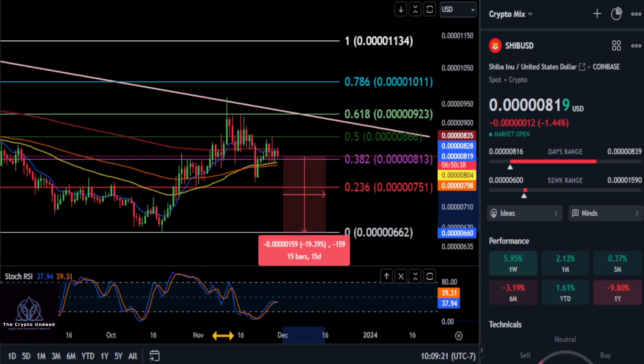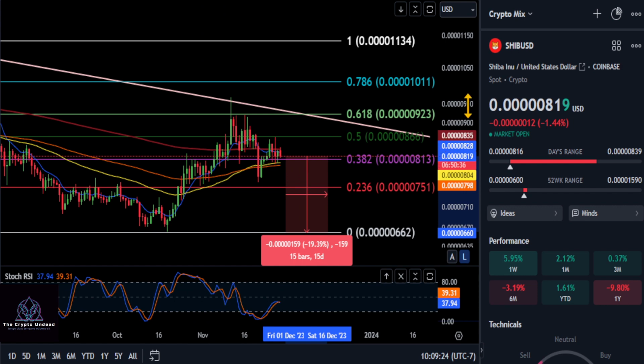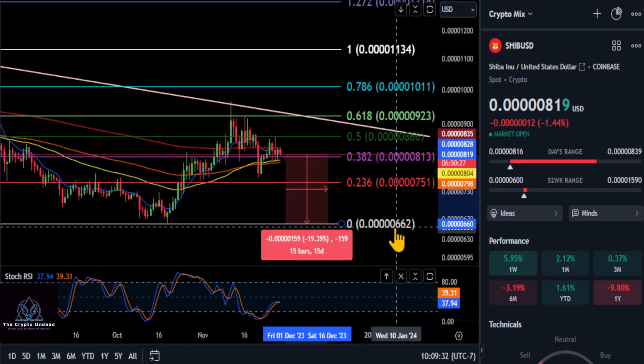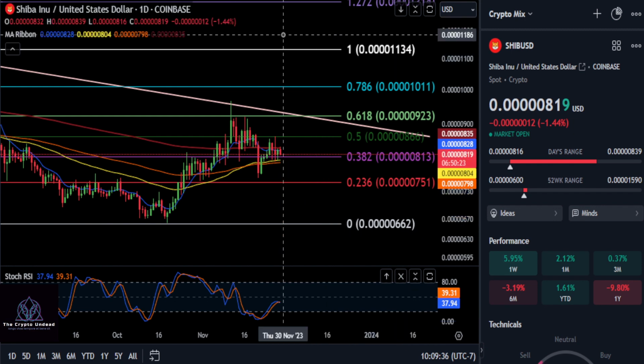We'll see if the bottom is in. If not, look for some more downside movement here, which, if you're holding Shiba for the next bull run, let it come down so you can add to your position at 6.6 and potentially lower. So we will leave it at that on Shiba.